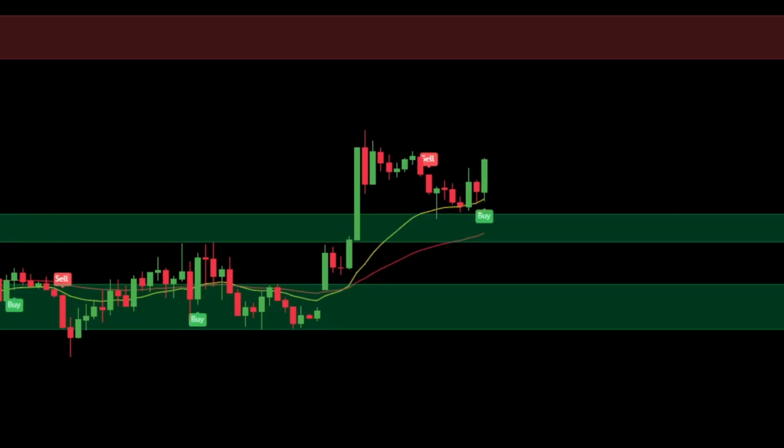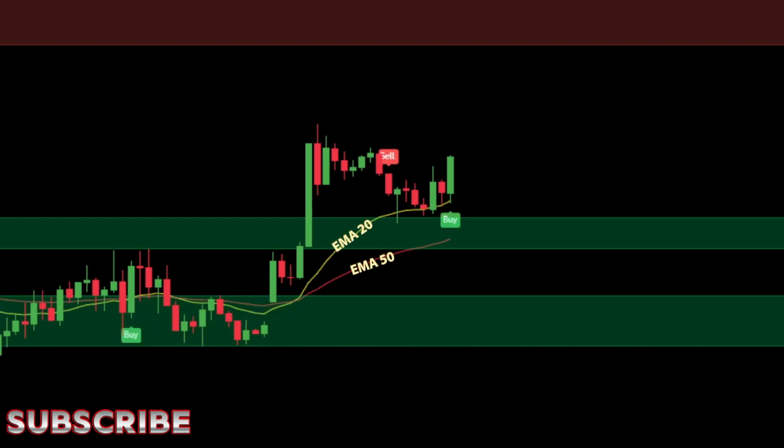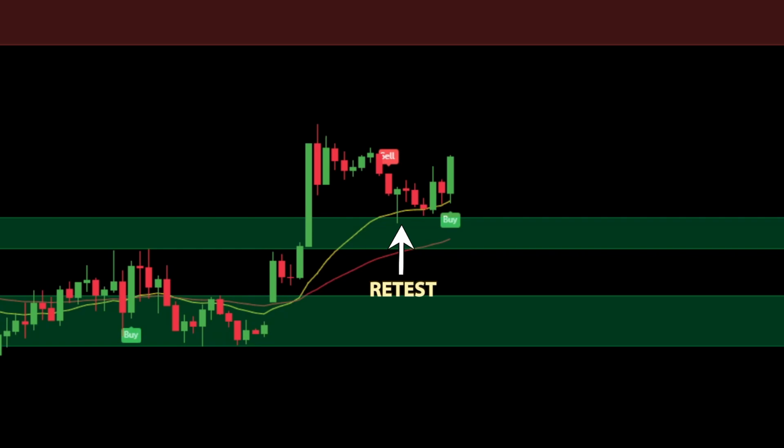How to place a buy entry. When the EMA 20 crosses above or stays above the EMA 50, this indicates a bullish trend. In this situation, focus on finding the best entry point for a buy. Wait for the price candlestick to retest the support area.